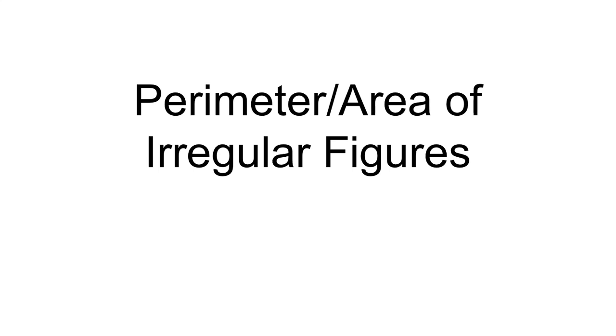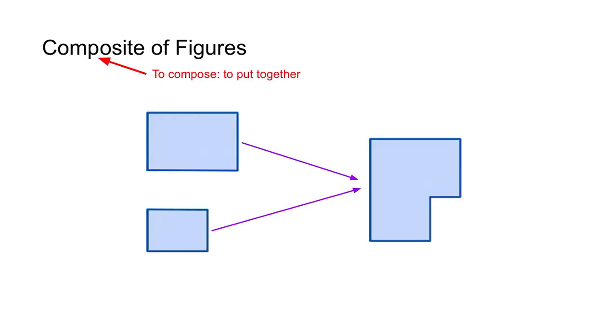Today we're going to discuss how to apply what we know about perimeter and area to irregular figures. Irregular figures are often the composite of figures, composite meaning to compose or to put together. Here are two rectangles that are brought together to make this irregular composite figure. So how would we find the area of a shape like this?